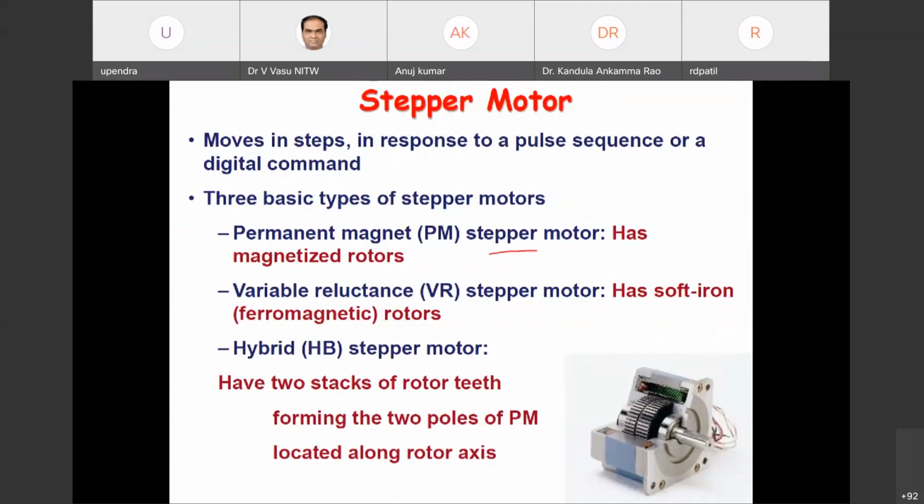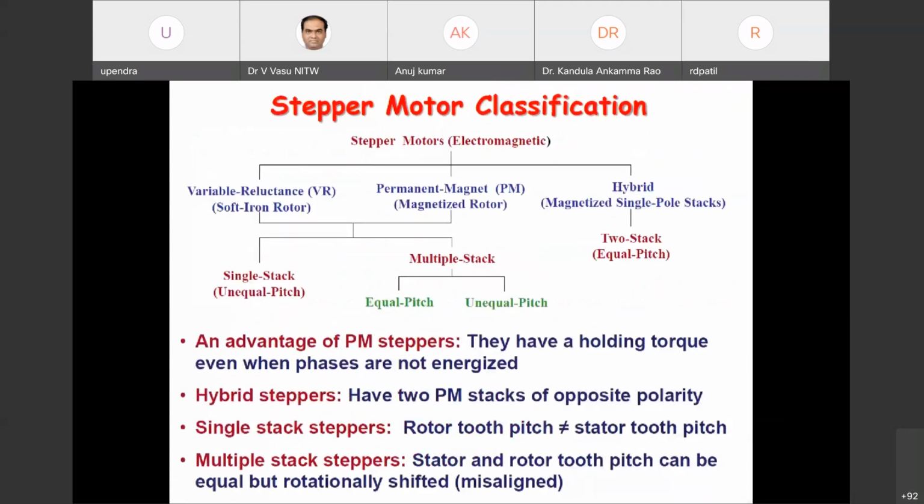Once again, stepper motors are further classified as permanent magnet stepper motors and variable reluctance stepper motors. The main difference is that one has a magnetized rotor, whereas the other has a ferromagnetic rotor. Then we have hybrid stepper motors, which are also available in the market. This is the overall classification of stepper motors.